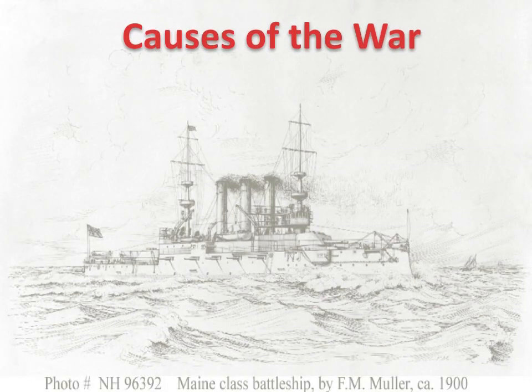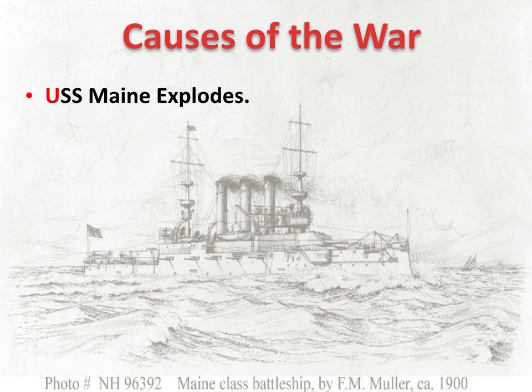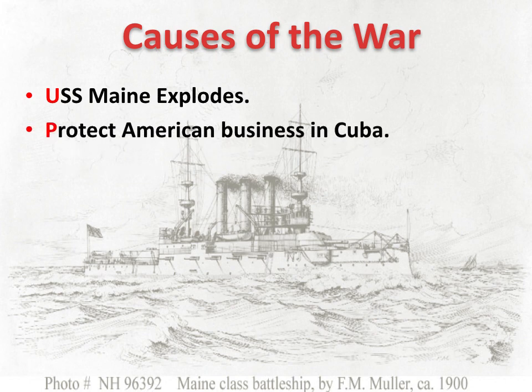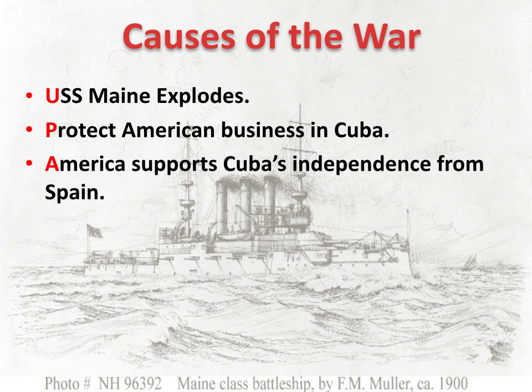So the causes of the war. Number 1, the USS Maine explodes. Number 2, the U.S. is attempting to protect its business in Cuba. We're going to try to support Cuba's independence from Spain, and yellow journalists call for war. So if you can see the U, P, A, and Y are in red, so that kind of helps you to remember it's a mnemonic device.